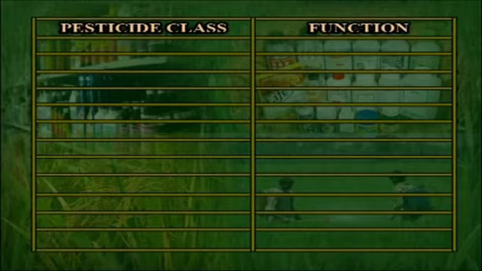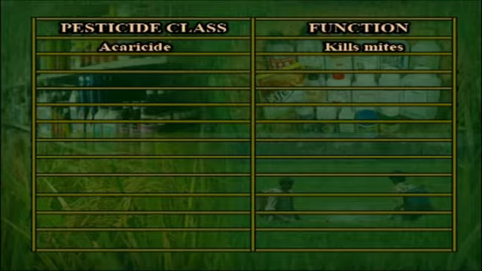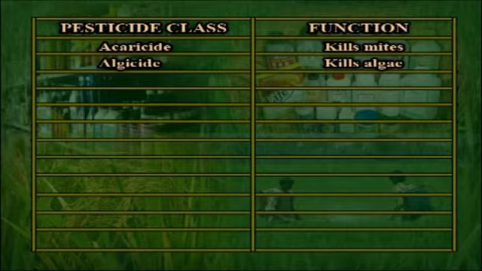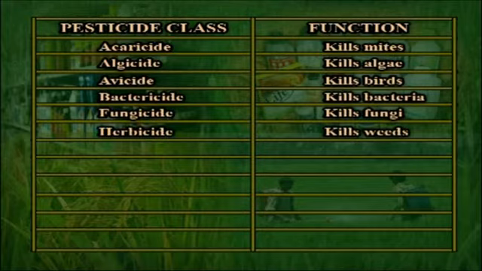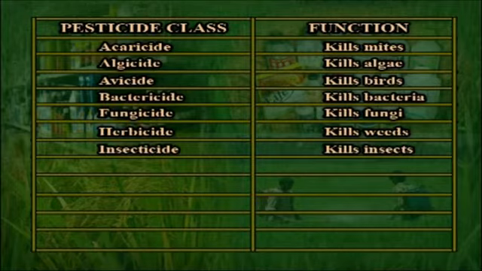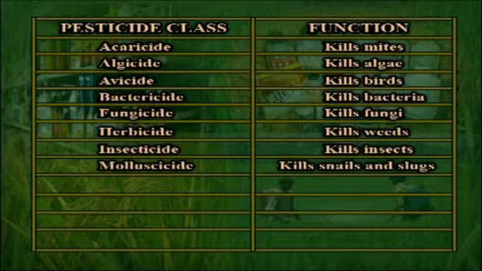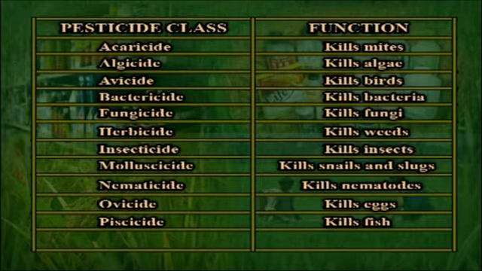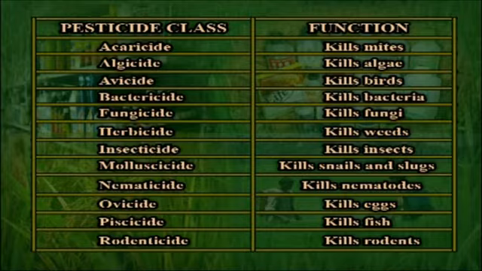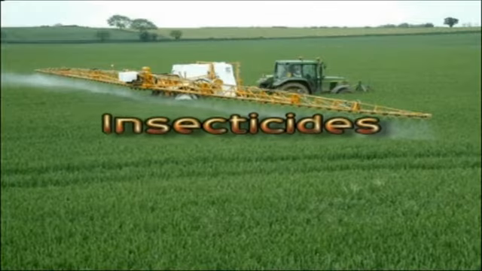Let us know some different classes of pesticides and their functions. Acaricides kill mites, algicides kill algae, avicides kill birds, bactericides kill bacteria, fungicides kill fungi, herbicides kill weeds, insecticides kill insects, molluscicides kill snails and slugs, nematocides kill nematodes, ovicides kill eggs, piscicides kill fish, rodenticides kill rodents. Coming to insecticides.